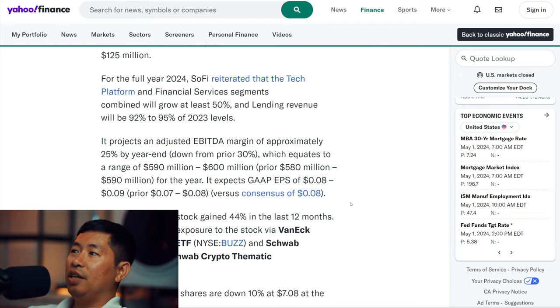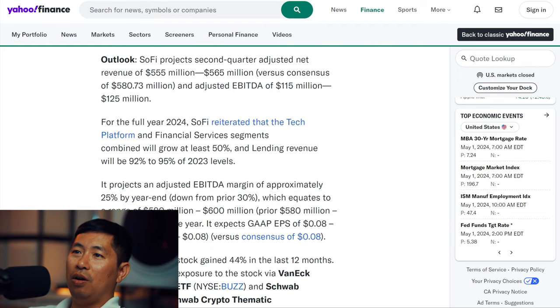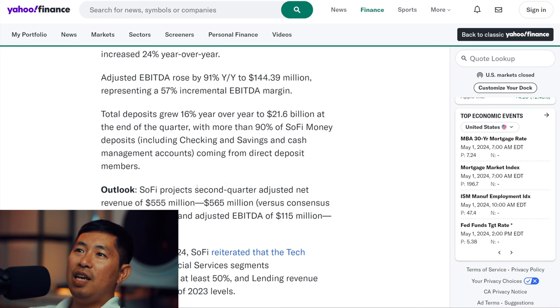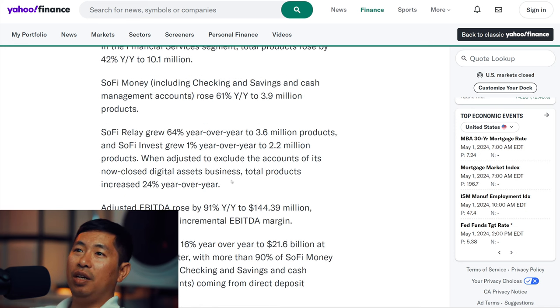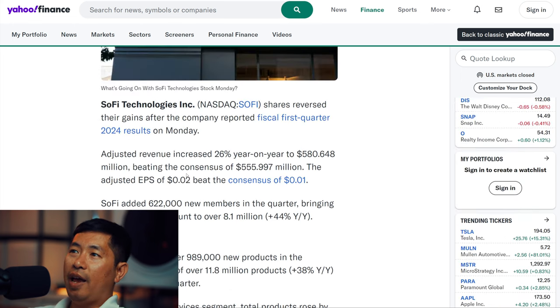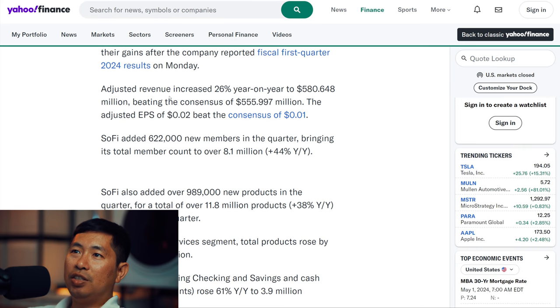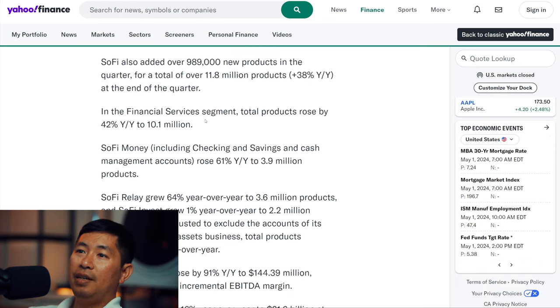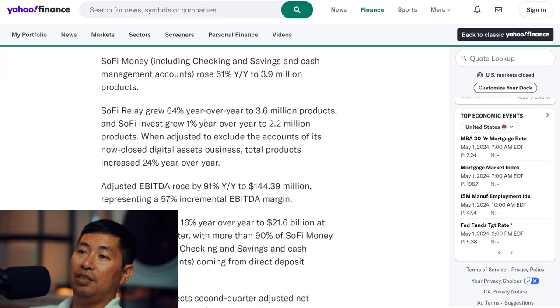Excuse me, but where was any part of the earnings report that was negative? I'm failing to see any negative portion of this earnings report. I mean, what happened here? Everything was positive. They only had good news to report. Adjusted revenue increased. SoFi added 622,000 new members. That's a 44% member growth year over year. It doesn't make any sense.